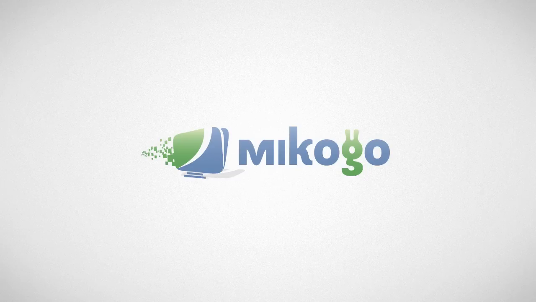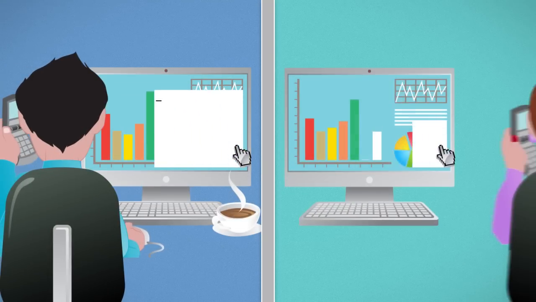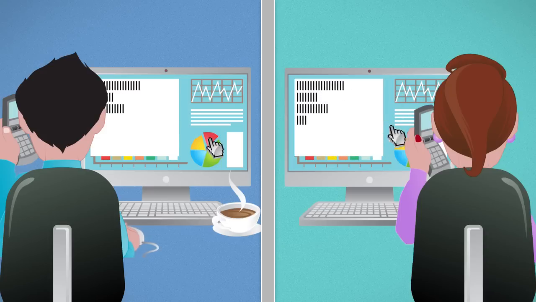Peter is in luck. Jane suggests Mikogo. Mikogo instantly allows Peter to share his screen with Jane in an online meeting. Anything Peter sees, Jane will see, and they can now collaborate actively together.